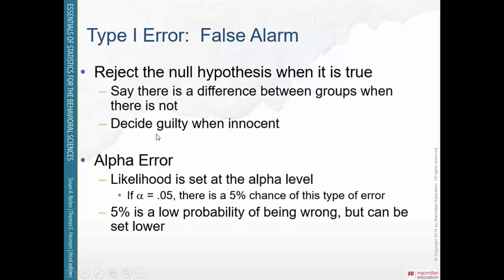This is like deciding someone is guilty when in fact they're innocent. Now the big thing to remember here is, do we ever really know what's happening in the population? We don't, because we never test the population. So we never really know if we're making a correct decision or we're making an error. So this type 1 error is a false alarm, rejecting the null hypothesis when it's true.